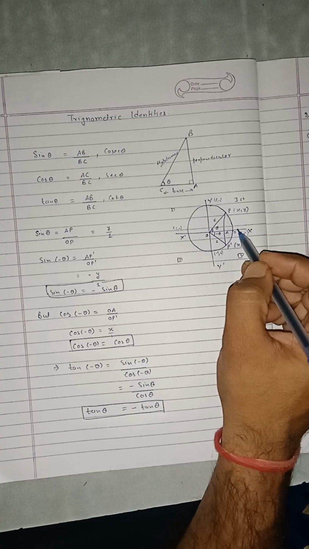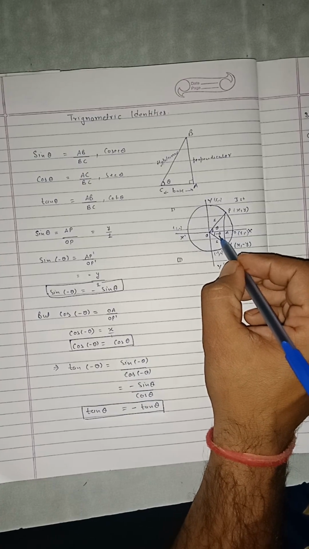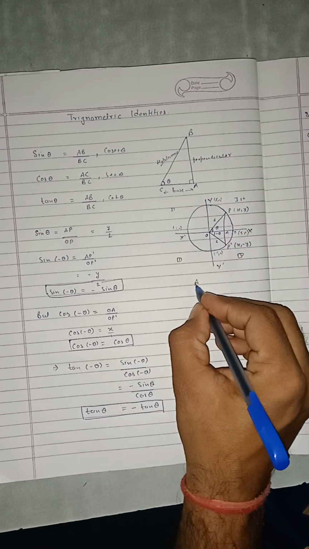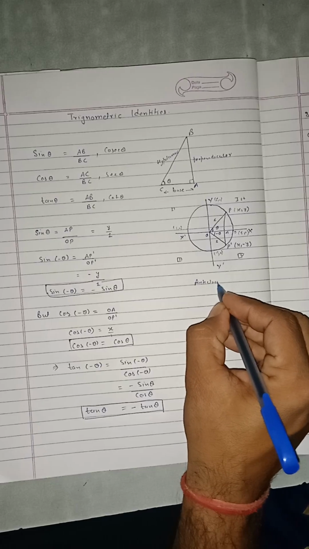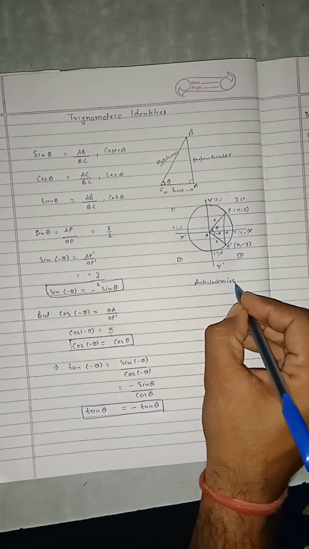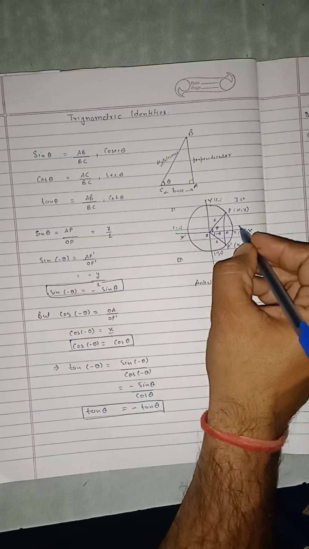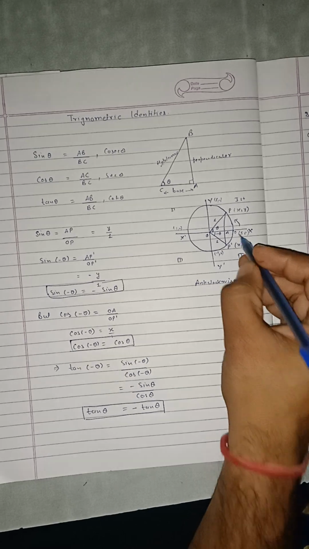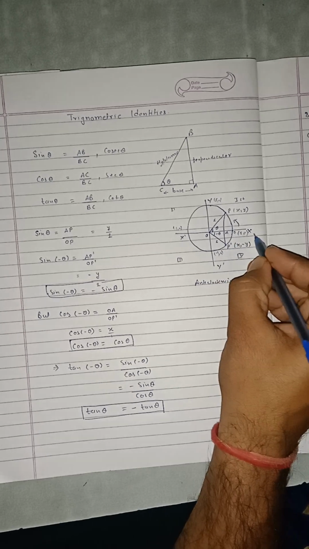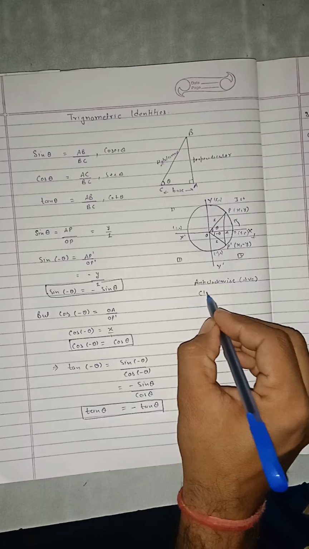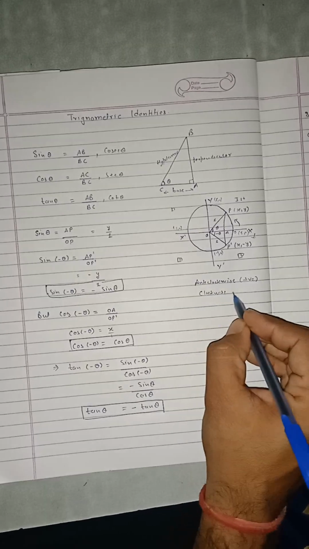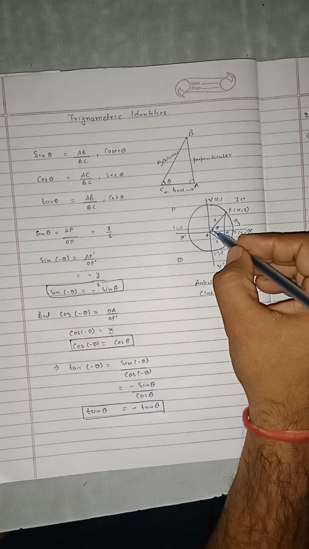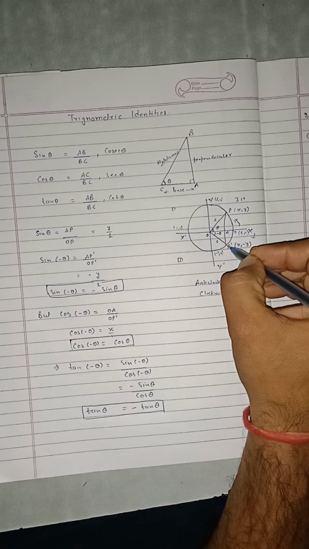Now when we say the angle is negative, what does it mean? If the angle is subtended in anti-clockwise direction, the angle is taken as positive, and when we move in clockwise direction the angle is taken as negative. It's quite simple. If we are moving anti-clockwise the angle would be positive, and if we are moving clockwise the angle would be negative.